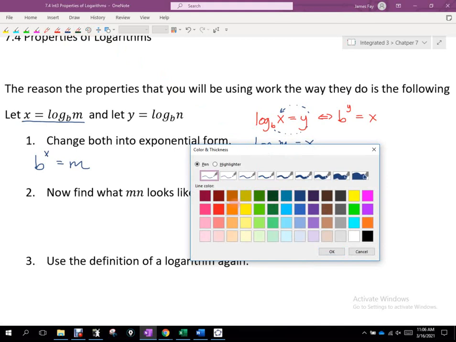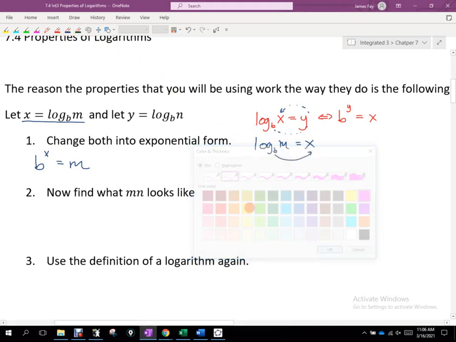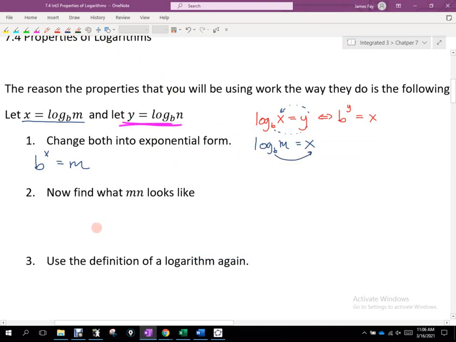Now we're going to do the exact same thing, but we're going to do it with this one. So again, I'm going to rewrite that as log base b of n is equal to y. And then follow the pattern that was done in the red one. We went from the base b, so write that down. We raised it to the y, and it came back and gave us the n, right?